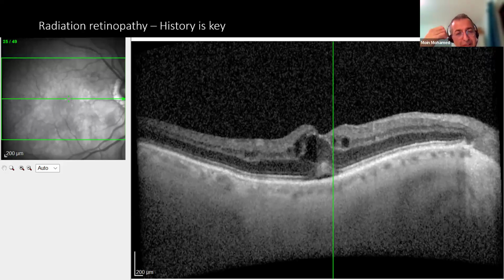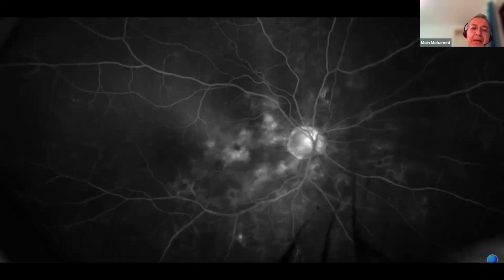And there's a whole host of changes. The changes initially are really identical to diabetes, perhaps a little more widespread. And if it gets involved in the macula, they get macular edema. Then on a fluorescein angiogram, the changes are much more widespread because radiation is very harmful to blood vessels. That's why it works for tumors. It shrinks the blood vessel supply, and it damages the blood vessels in the eye as well.